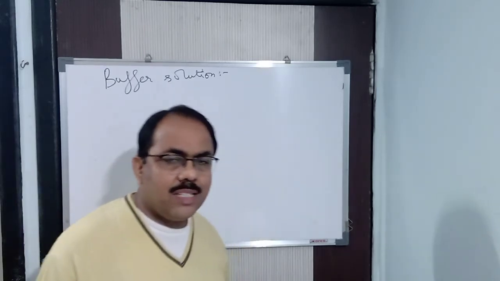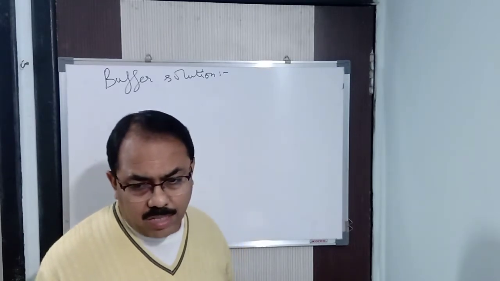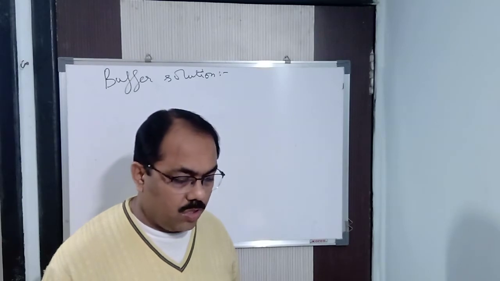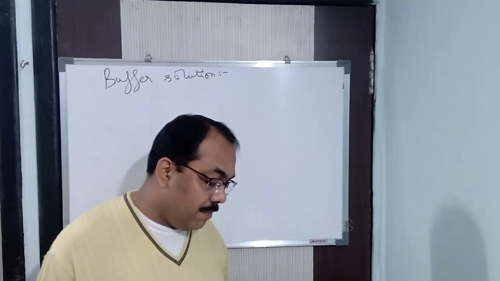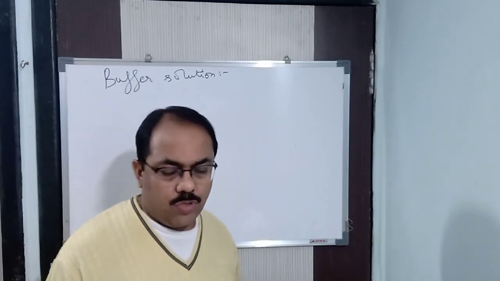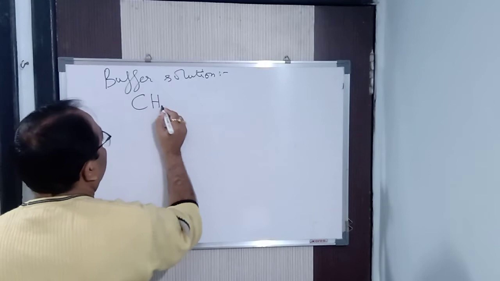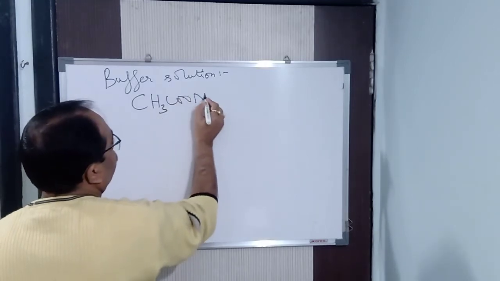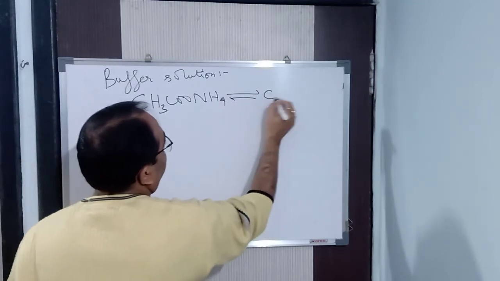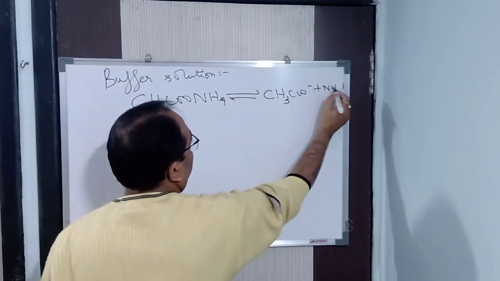Now, how can we say that a particular solution is a buffer solution? How will you prove it? It may come in your exams. A particular salt will be given to you and you will be asked to prove that it is a buffer solution. Okay, let us prove it. For example, ammonium acetate solution, we will say it is a buffer solution. Ammonium acetate, that is CH3COONH4. I have to prove this solution is a buffer solution. So how will I do it? First I will write the equation: CH3COO minus plus NH4 plus.